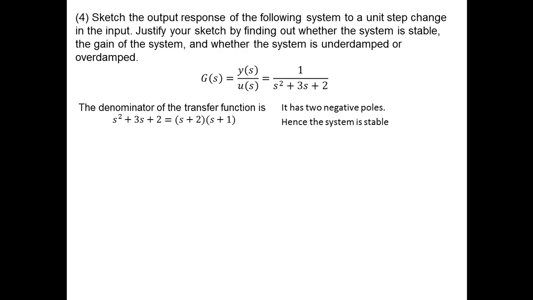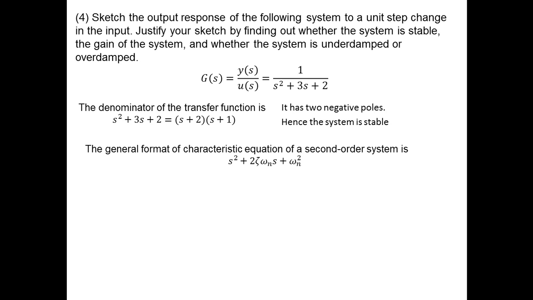If we have simple roots on the imaginary axis, the system is critically stable. Here, because we have two roots on the left-hand side of the complex plane, it means the system is absolutely stable. Now I'm looking to see whether the system is underdamped or overdamped.